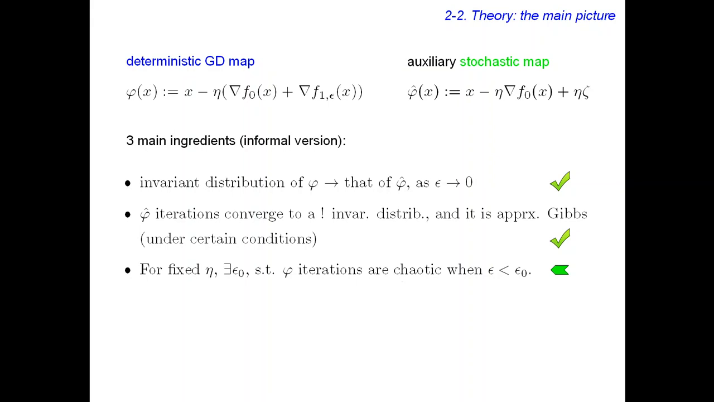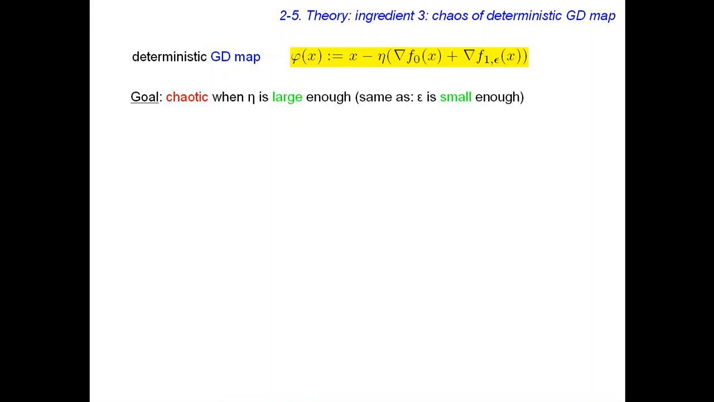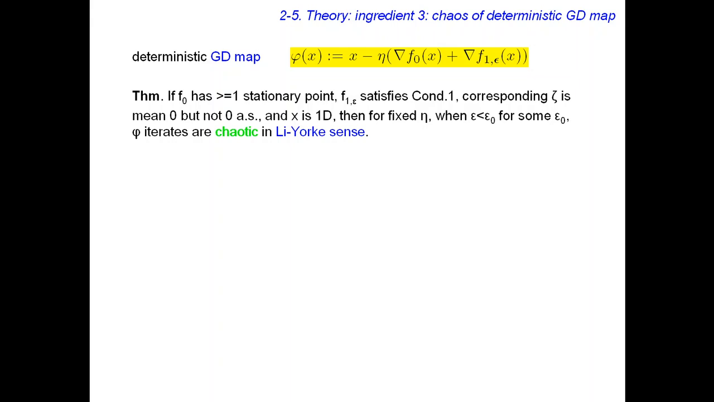The last step is to show that phi iterates are actually chaotic. And more precisely, I originally phrased it as we want to understand its chaotic behavior when eta is large enough. But this is actually completely similar to showing that if epsilon is small enough and eta is fixed, then we have chaos. Okay, so that's something that we're gonna show. And one of our results is the following. Under very mild conditions, I just need f naught to have at least one stationary point, and also that my microscopic potential has to have a gradient that is not zero everywhere. Not zero with probability 1.